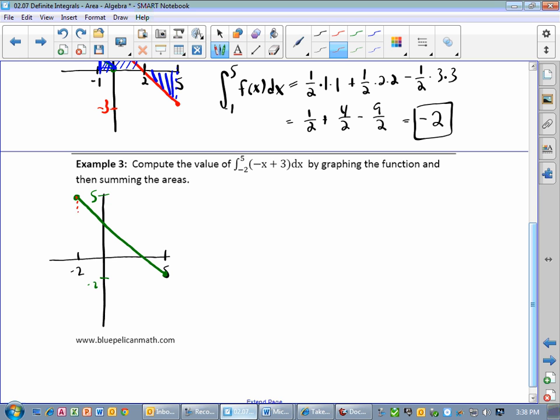And so we're going to break this up into what shapes? And how many triangles? Two. And how are these triangles different? Besides their size, of course. Okay, so one is above the x-axis and one is below. So this integral will be positive and this will be negative.